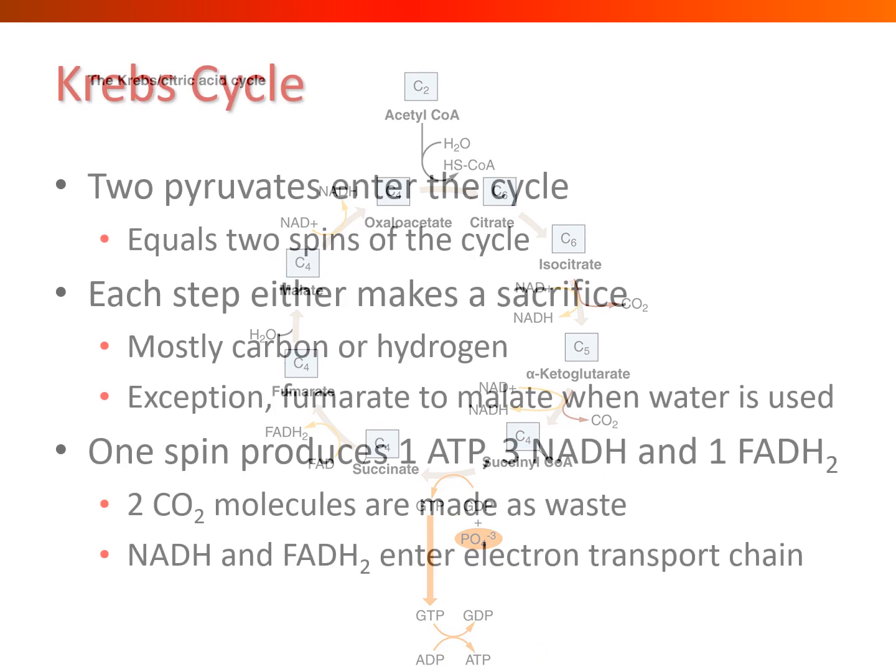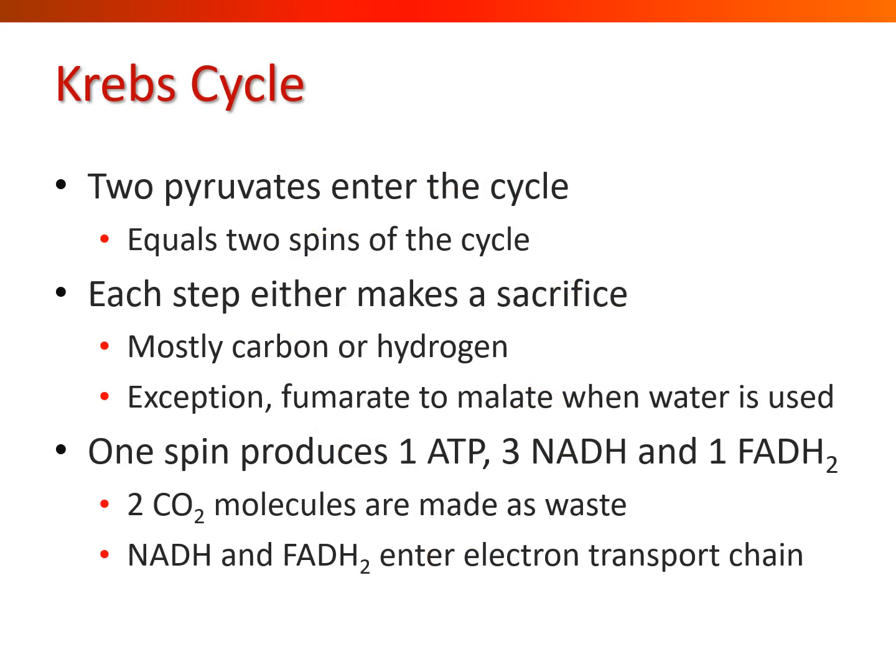Okay. So to synopsize what we just looked at in the image, the Krebs cycle, we've got 2 pyruvates that are going to enter the cycle. They enter as that acetyl CoA, which means that one glucose molecule is going to create 2 spins of the cycle. Each pyruvate gets a spin. Now, each step is either going to make a sacrifice, mostly a carbon or a hydrogen, and in some cases both. And there's only one step where we actually put something back in, and that's when we go from fumarate to malate. We have to add that water molecule back in.